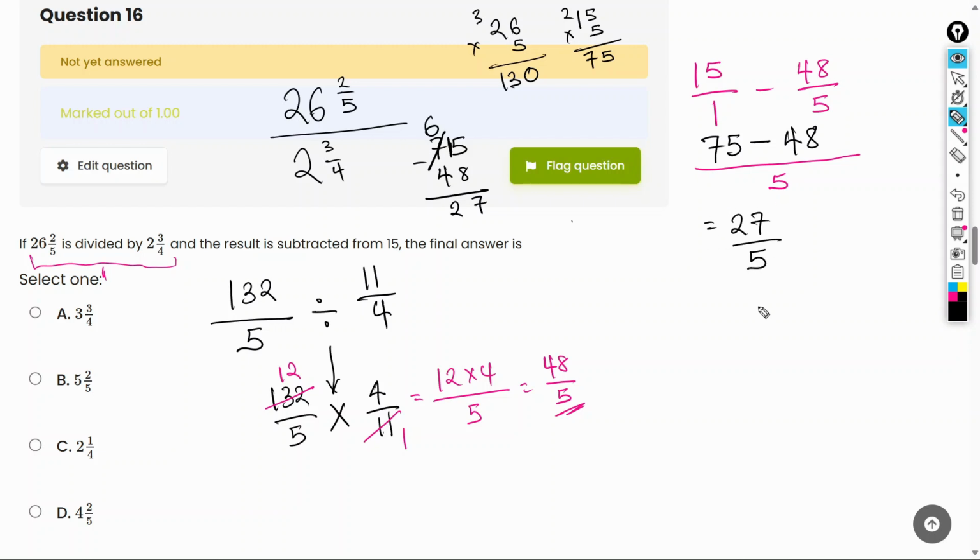And then we can change this back to a mixed number by dividing by 5. 5 into 27, we know from our multiplication table, 5 times 5 is 25. This goes 5 times. And then we are left with 2 out of 5. That's 5 whole number 2 over 5. That's right here.